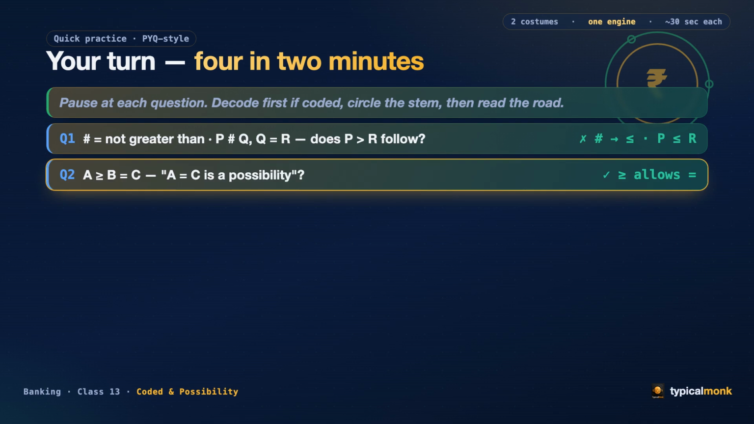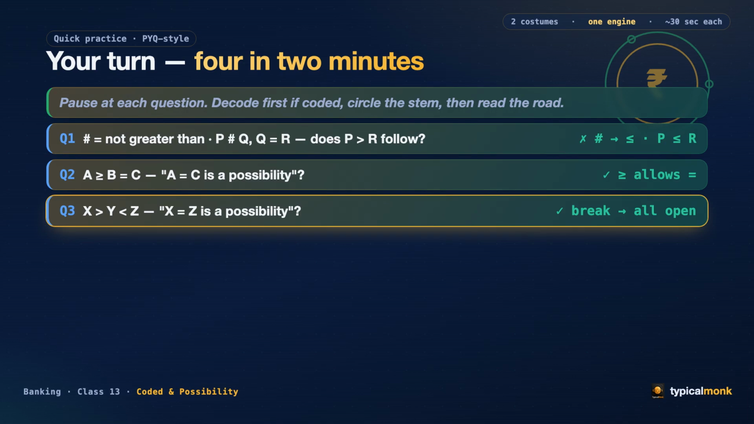Question 2. A greater than or equal to B. B equal to C. A equal to C is a possibility. The chain gives A greater than or equal to C, and greater than or equal to allows equal. A witness exists. Yes, it follows.